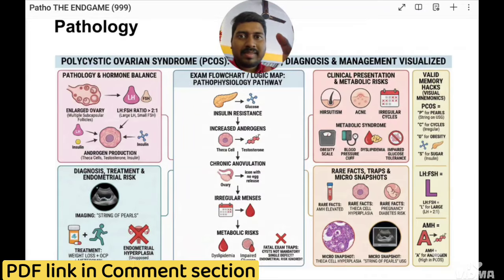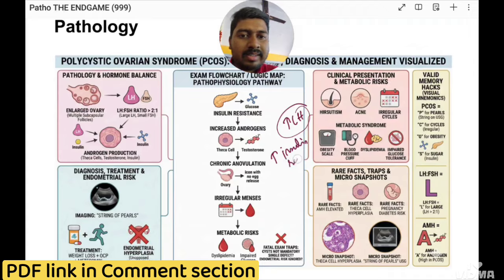So first, what happens is there is an increase in two things. One is increased LH, and the other is increased insulin resistance. These two things determine the whole pathology. So what happens is LH is more compared to FSH. It is more than 2:1.